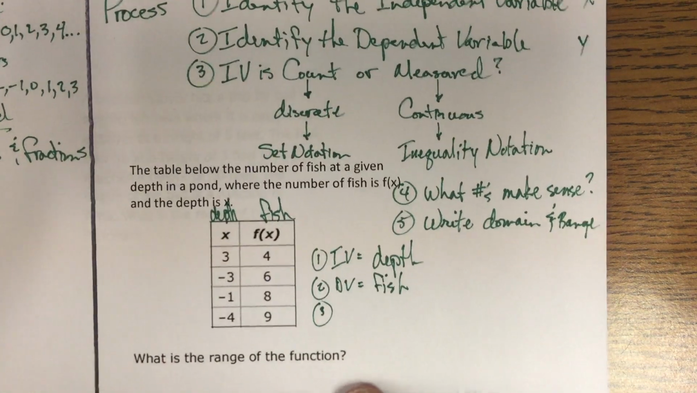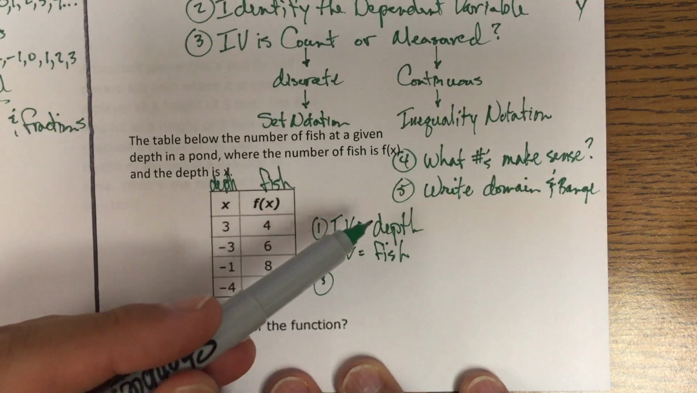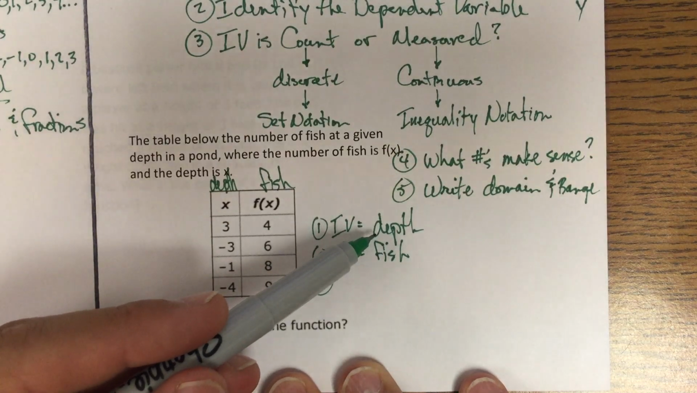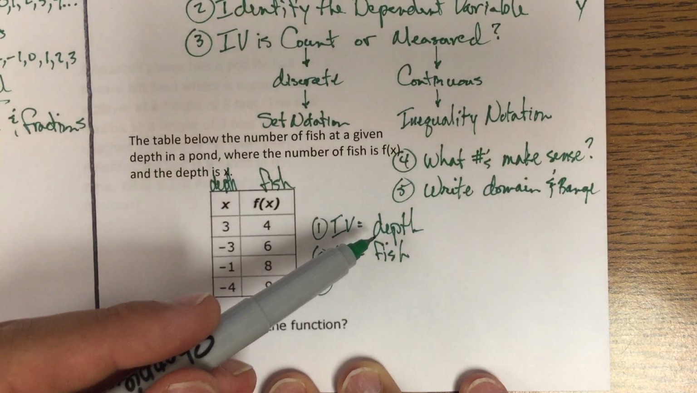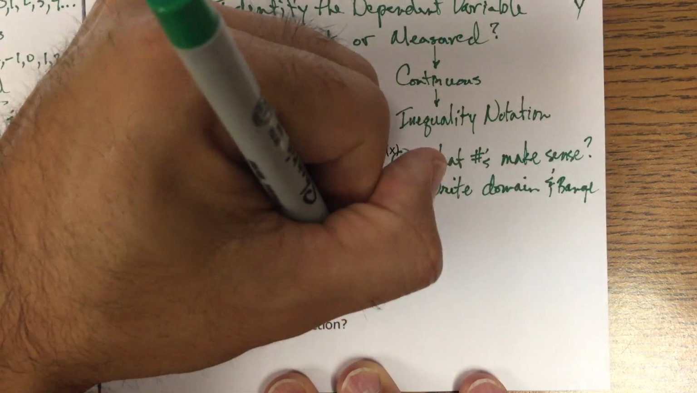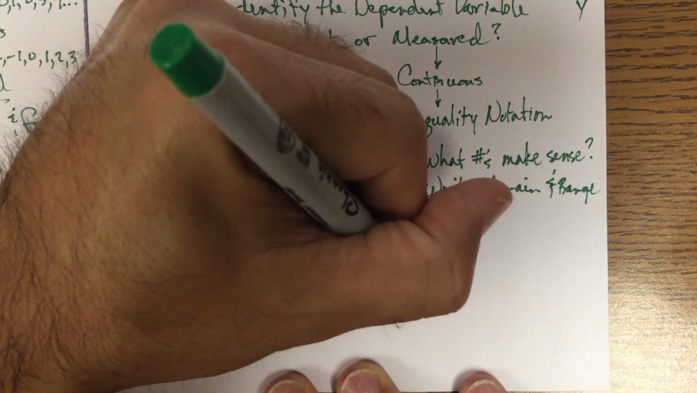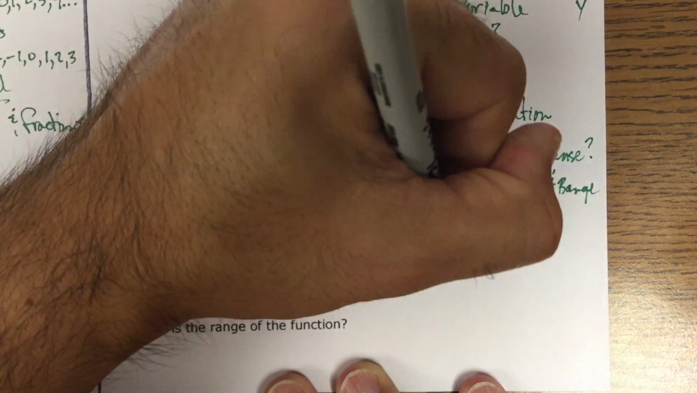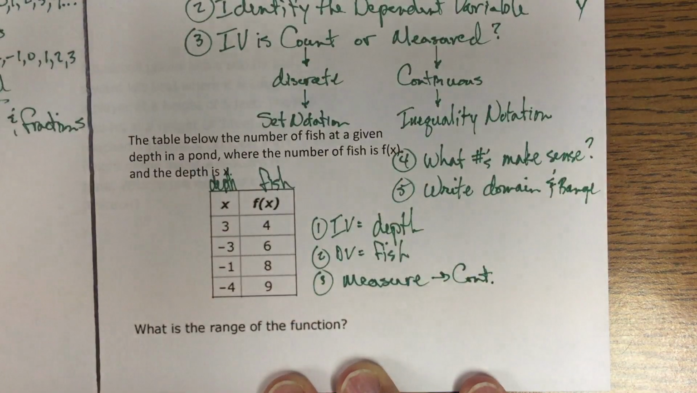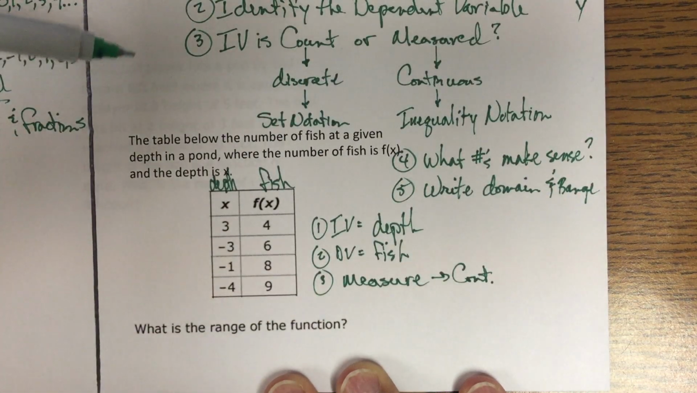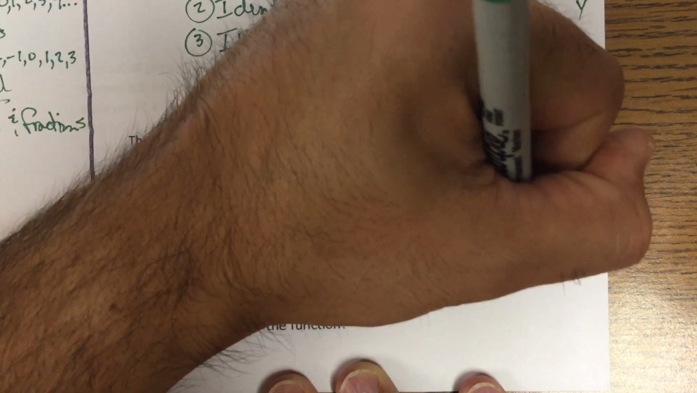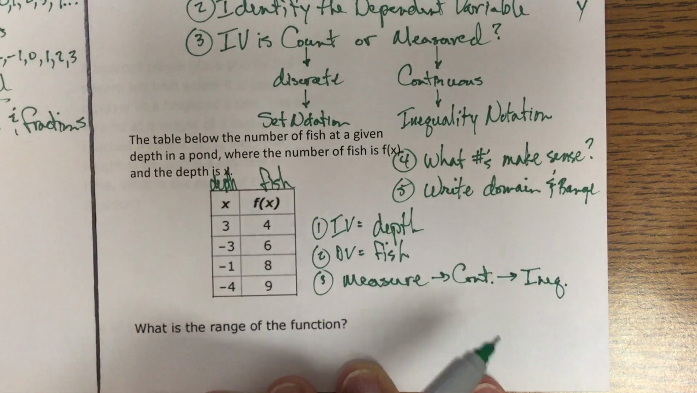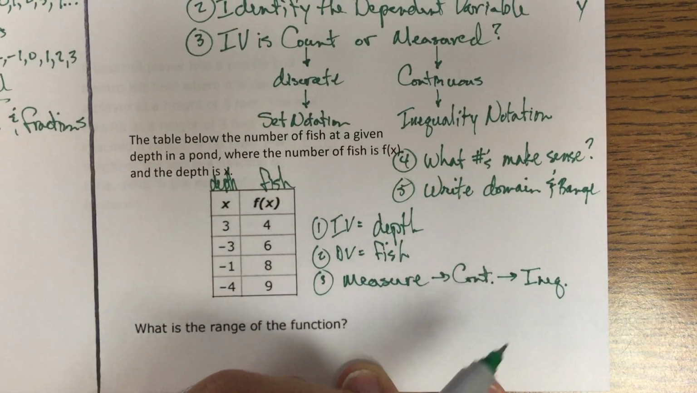Step number 3. Now I have to ask the question: Is depth something that we count or something that we measure? Depth, we measure it in feet, we measure it in miles, we measure it in yards. We measure depth, and that means that it's going to be a continuous function, and that we need to use inequality notation. I'm just going to abbreviate it, INEQ.